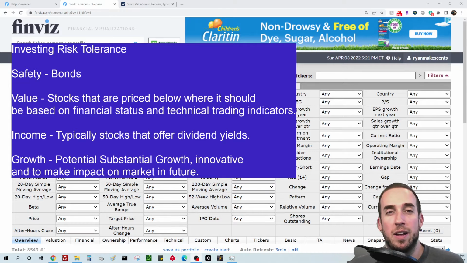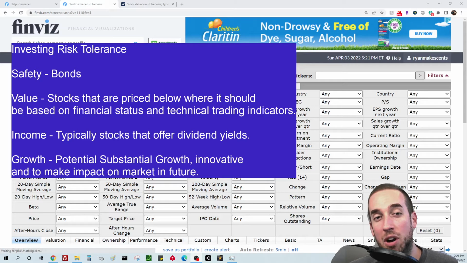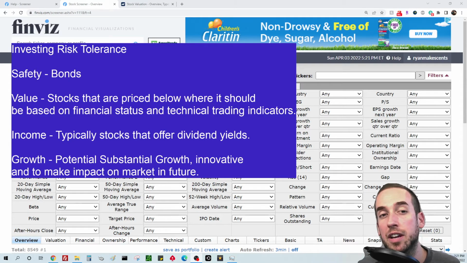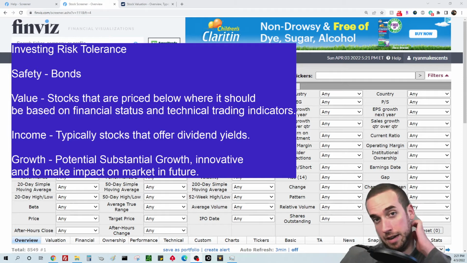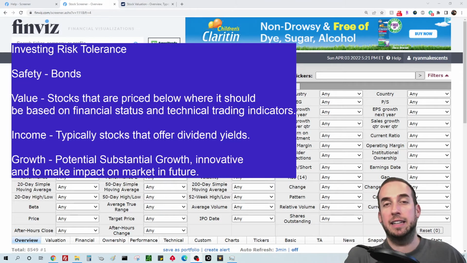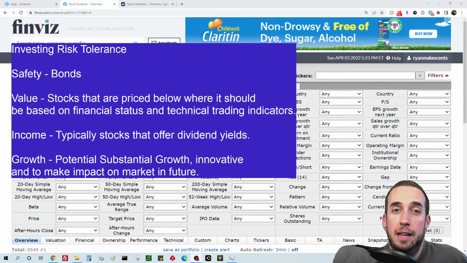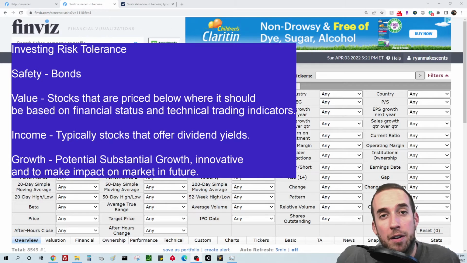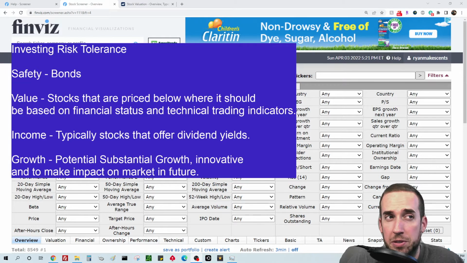And then the last one and least likely to ever help you is bonds. This is the safety area where people who are deathly afraid to part with their money can put their money in bonds and get a guaranteed return. The bond prices go up and down, but you are guaranteed a return. So again, they're super safe.